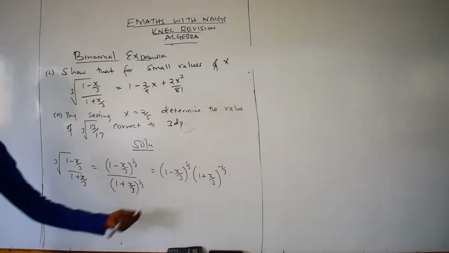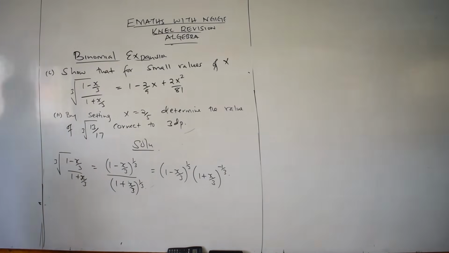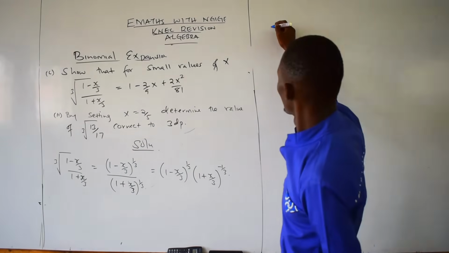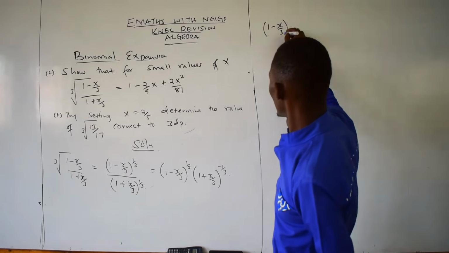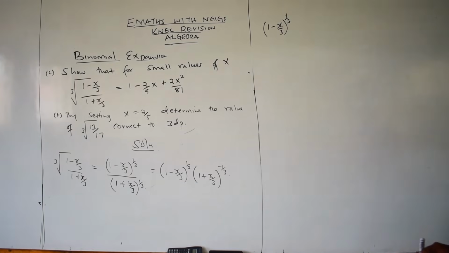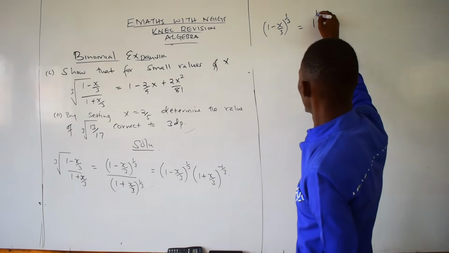So therefore, we need to find the expansion for this term, and the expansion for that term, then we multiply the two of them together. So we can start with the first one. Let's start with 1 minus x over 3, to the power a third. So the first term will be 1 to the power a third.